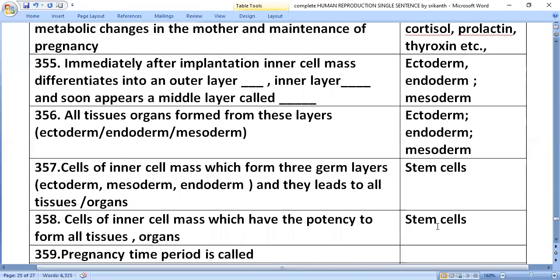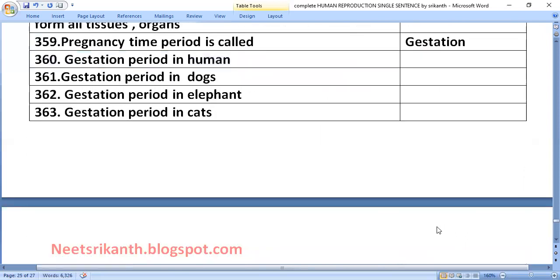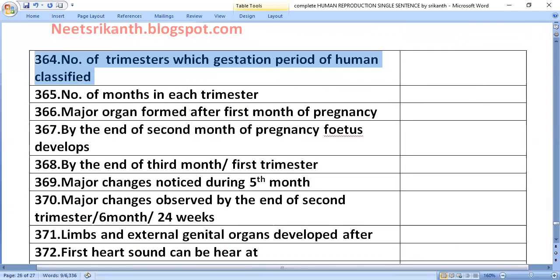Pregnancy time period is called gestation. Gestation period in humans is 9 months. Gestation period in dogs is about 58 to 68 days approximately. Gestation period in elephants is about 18 to 22 months. Gestation period in cats is nearly 65 days.